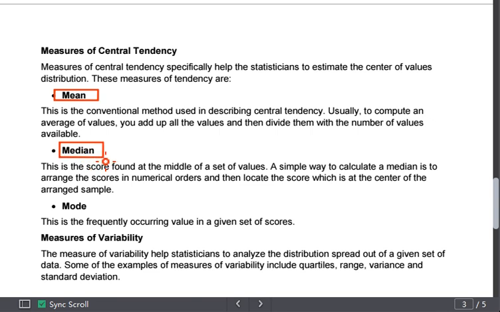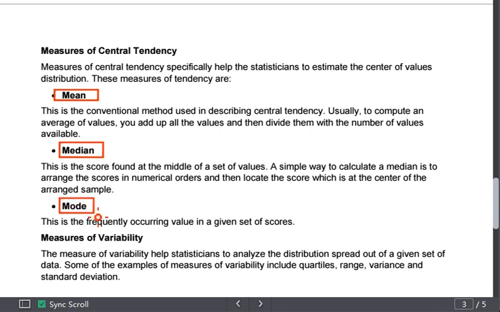Next, we have median. This is the score at the middle of a set of values. So, a simple way to calculate a median is to arrange the score in numerical order, pwedeng ascending, pwedeng descending, and then you will locate the score which is at the center of the arranged sample. So, let's say, for example, you have a data set. And then you will arrange it in ascending order. Hahanapin mo yung gitna. Let's say for example, meron kang 7 na data. Pag inayos mo yon, kung ano yung nasa middle, that is your median. Okay, median, middle.